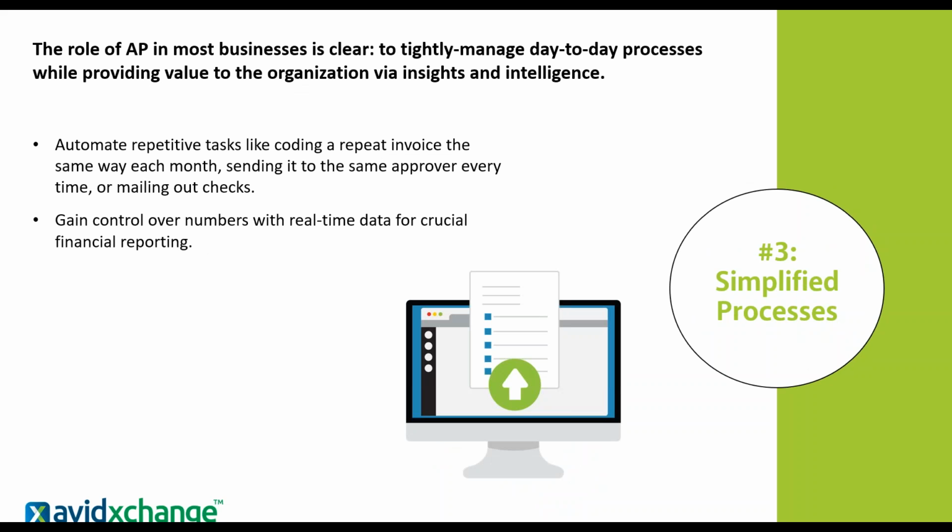Another way that AP automation can help is going to be simplifying the process. Again, we talked about earlier where you have complex workflow, and again, they're being routed through email. With an AP automation solution, you would have workflow built into the solution, and that gives you visibility on where those approvals are.